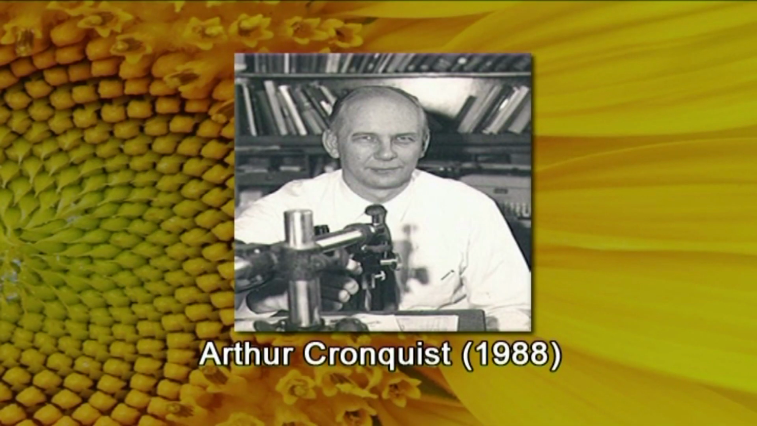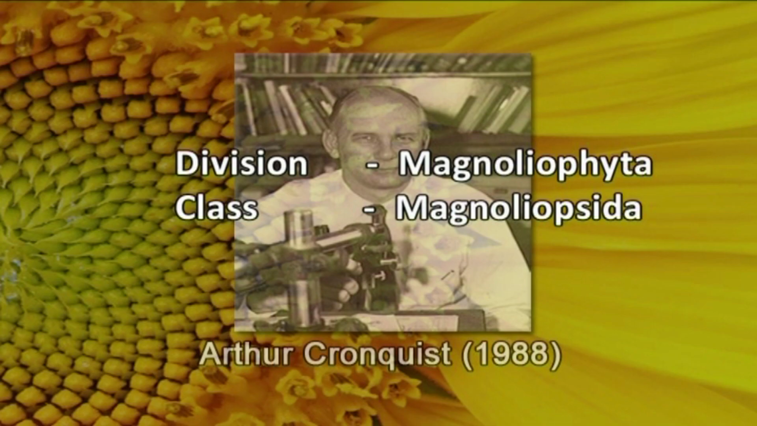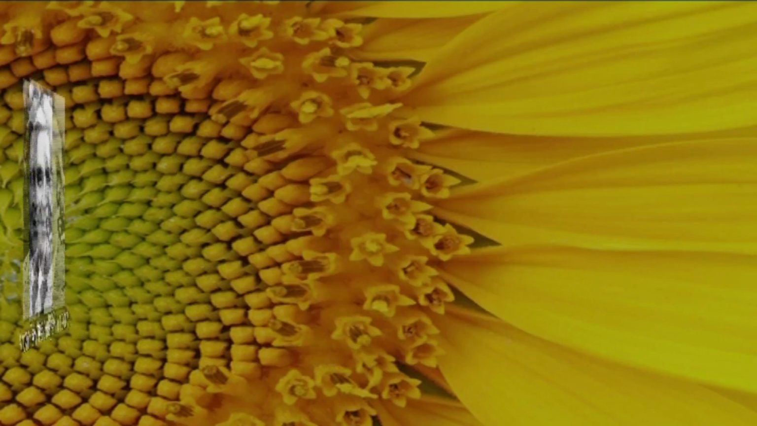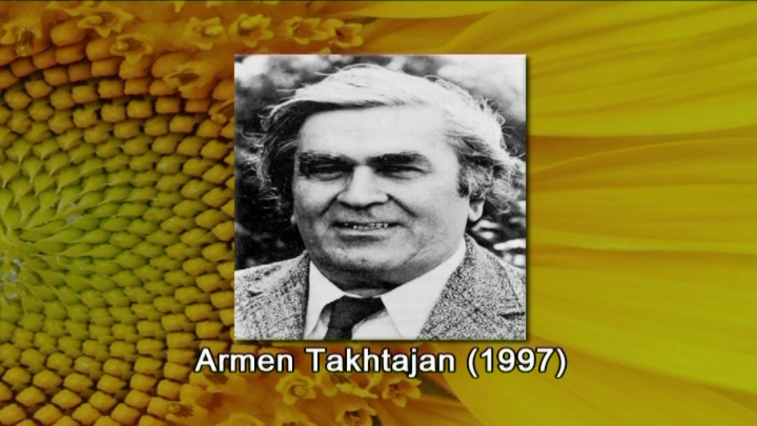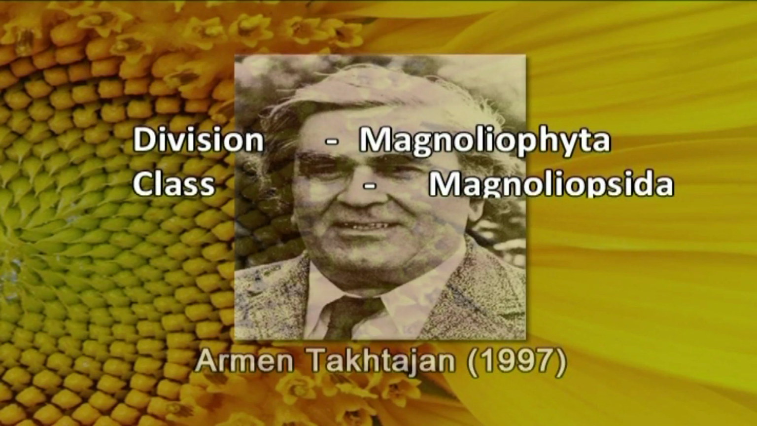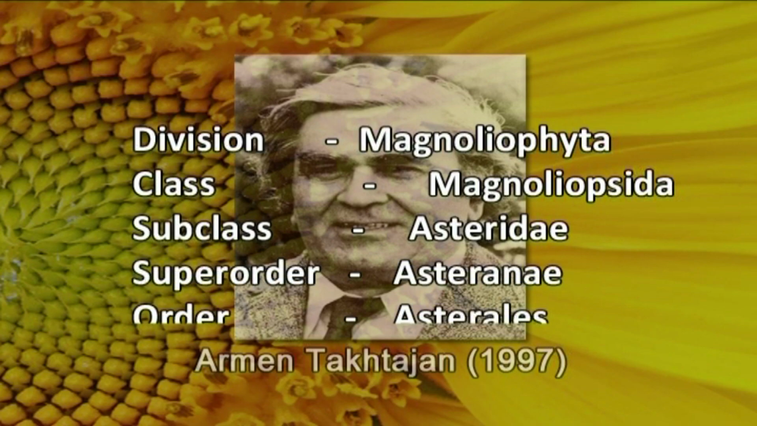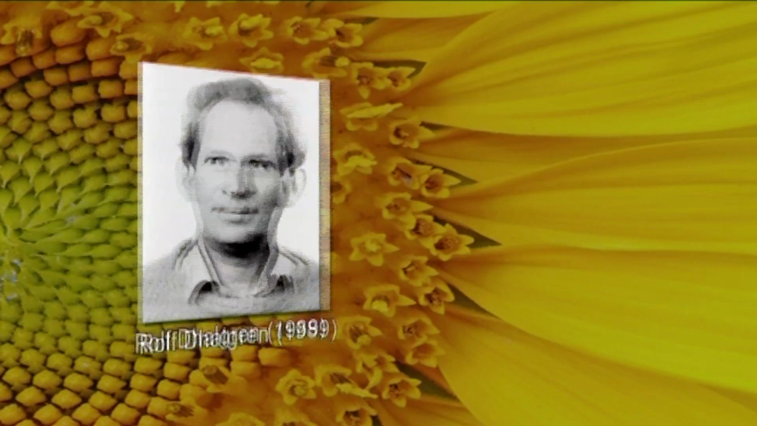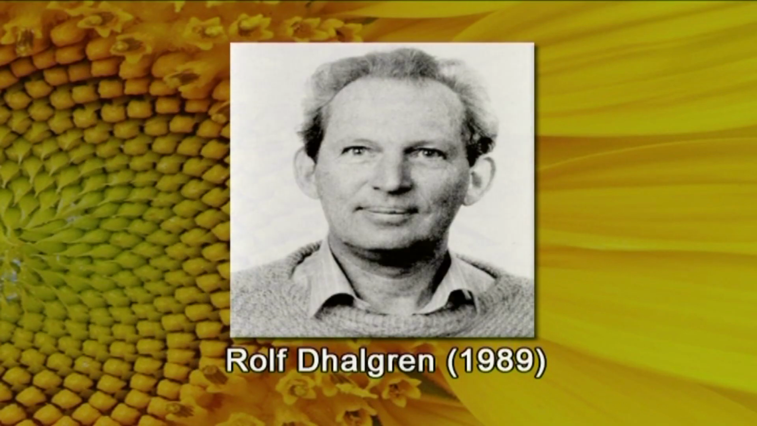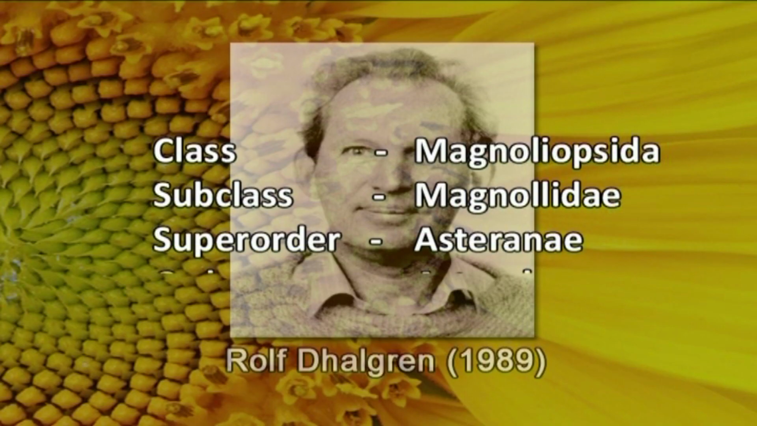Arthur Cronquist, an American taxonomist, divided this family Asteraceae under the division Magnoliophyta, class Magnoliopsida, subclass Asteridae, and the order Asteraceae. Armen Takhtajan, a famous Russian taxonomist, classified Asteraceae under the division Magnoliophyta, class Magnoliopsida, subclass Asteridae, superorder Asterinae, and the order Asteraceae. Dahlgren, a Danish botanist, classified Asteraceae under the class Magnoliopsida, subclass Magnolidae, superorder Asterinae, and the order Asteraceae.